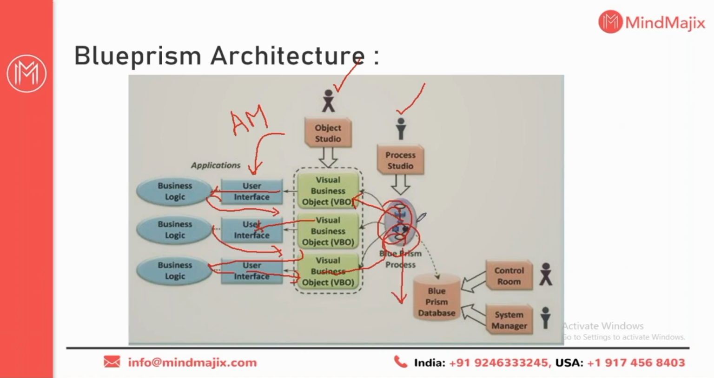Process Studio has some components. Of course, Object Studio also has similar components. These are the two different development environments. Object Studio is used to speak to the external applications, and Process Studio has the logic to implement with the application.